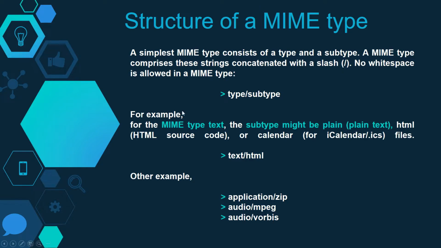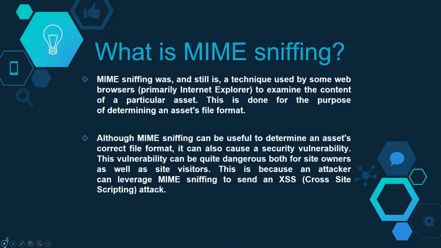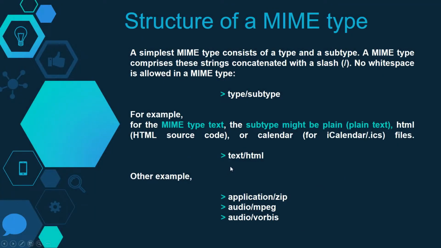Let's say there's a text file, and its subtype might be plain, html, or calendar. So you can write it as text/plain and text/html. Other examples we can see here: for audio we have the MPEG format, and for audio Vorbis, or for application the subtype is zip. So this is how the MIME type is structured.